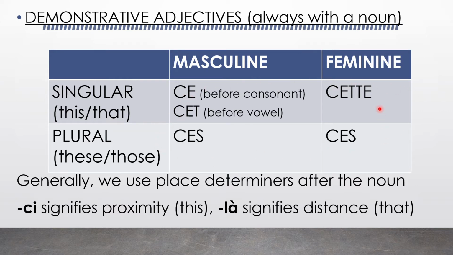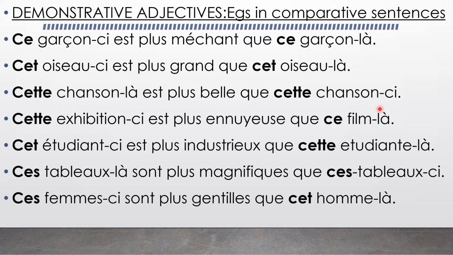Now some example sentences for you to go through. We've already covered this topic in depth, so I'm not going to go through these sentences. You can see before a feminine singular, you have cette, masculine singular starting with a consonant, you have ce, masculine singular starting with a vowel, you have cet. And anything plural, whether it's masculine or feminine, you get ces. The là and the ci, can you see? Ci and là after the nouns, they stand for whether you're talking about this or that. You can pause the video and go through these sentences if you wish. I will not discuss them in detail.